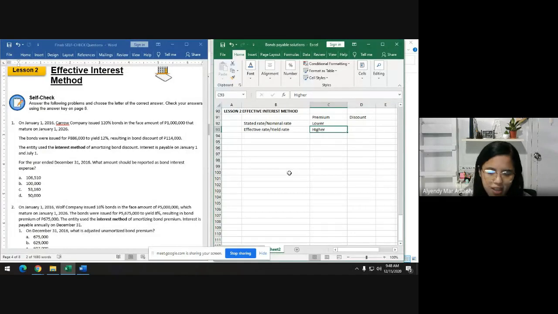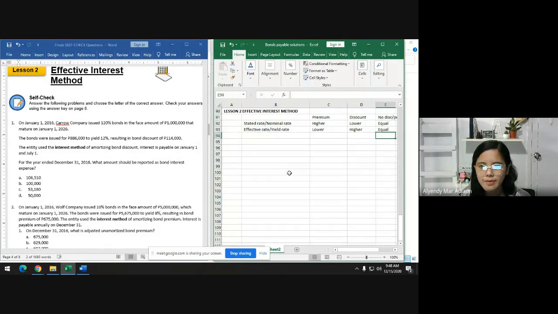Nalimot ko class. The discount, ay. If the effective rate is higher than the nominal rate, then there is discount. Okay? However, if the effective rate is lower than the stated rate, then there is premium. Okay? Now, how about if they are equal? Equal ang stated and nominal. So there is no discount nor premium. Okay, so none of the above.